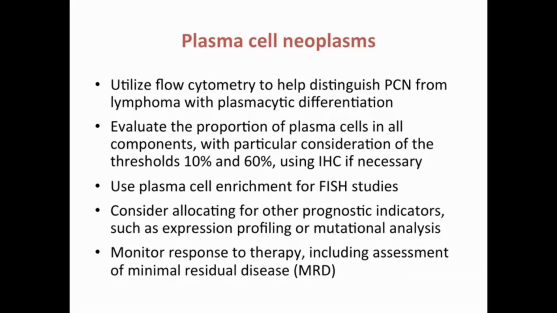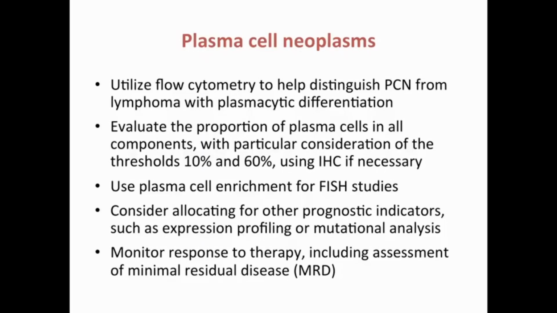In summary, I'd recommend considering flow cytometry when evaluating a bone marrow performed for monoclonal gammopathy. Evaluate the proportion of plasma cells in all components, such as aspirate smears, biopsy, and aspirate clot preparations, and add immunohistochemistry if you're uncertain of the proportion of plasma cells, particularly if they appear close to the thresholds of 10% and 60%.